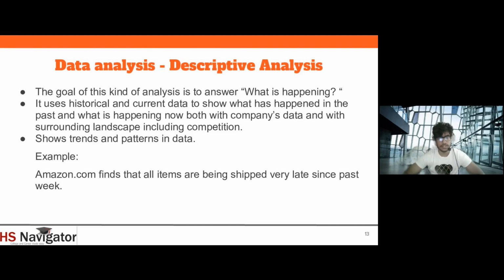Descriptive analysis. The goal of this kind of analysis is to answer what is happening. It uses historical and current data to show what has happened in the past and what is happening now, both with the company's data and with surrounding landscapes, including competition. It shows trends and patterns in data. An example would be Amazon finds that all items are being shipped very late in the past week.